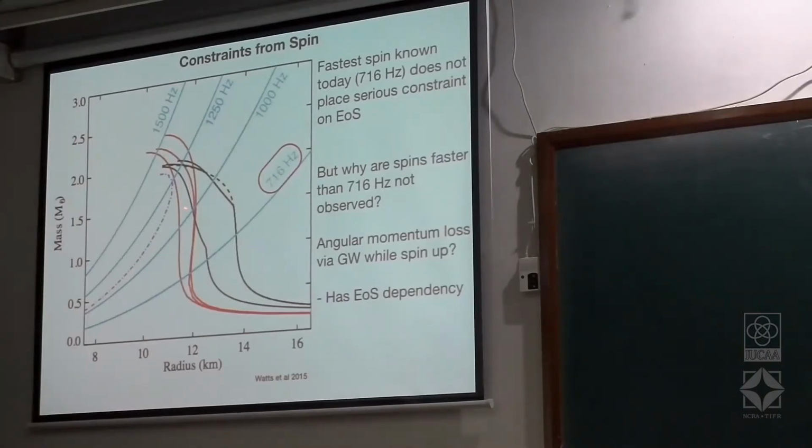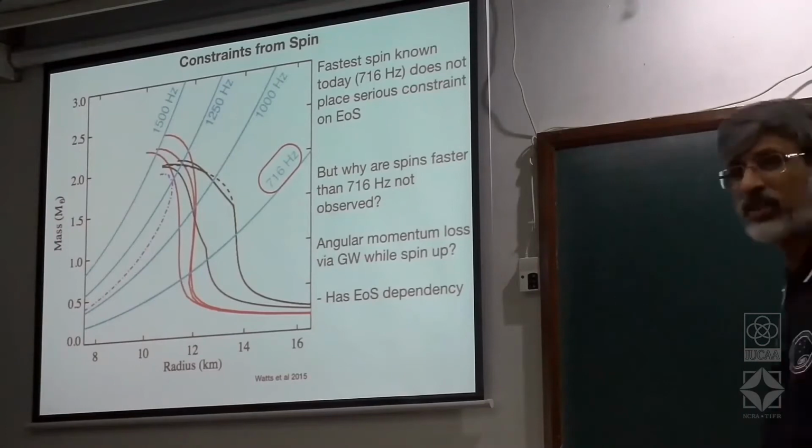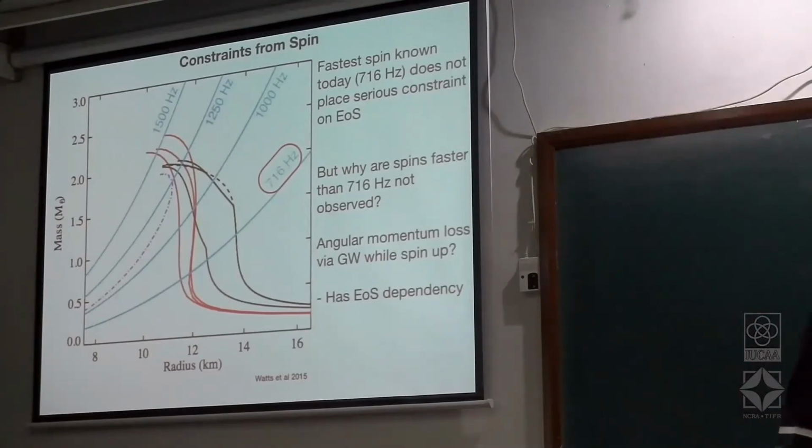But no matter what you do, it looks like a typical neutron star should have fastest rotation periods which are sub-millisecond. However, in all the neutron stars we know, the fastest rotation rate we know today is 716 Hertz. Why is that so?